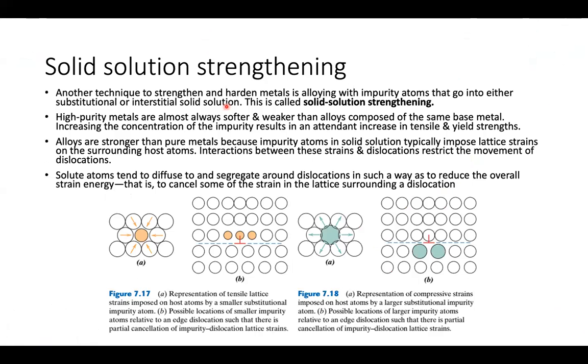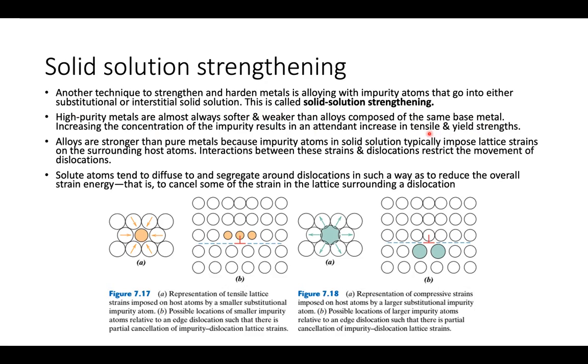Okay, the second one is using alloys, or solid solution strengthening. We have pure atoms with some properties, and if we add alloying elements, or a solid solution, it will increase the properties. High purity metals are almost always softer and weaker than alloys composed of the same base metal. Increasing the concentration of the impurity will result in an attendant increase in tensile and yield strength.